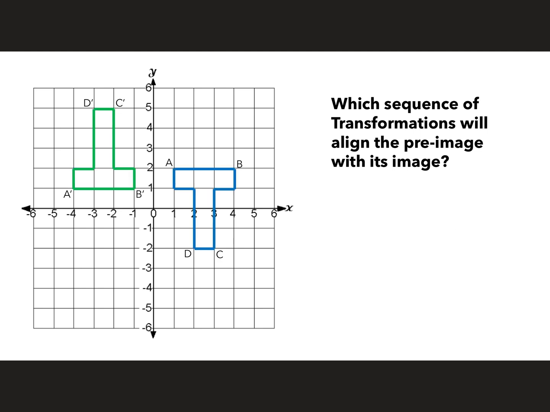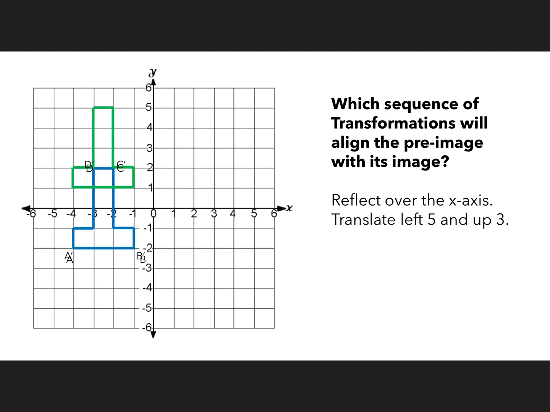Let's start over. And this is what I would do. I would reflect it over the x-axis. See that? And now I can just slide it into place. So I will translate it left 5 and then up 3. And there you go. All the letters correspond with their image letters.